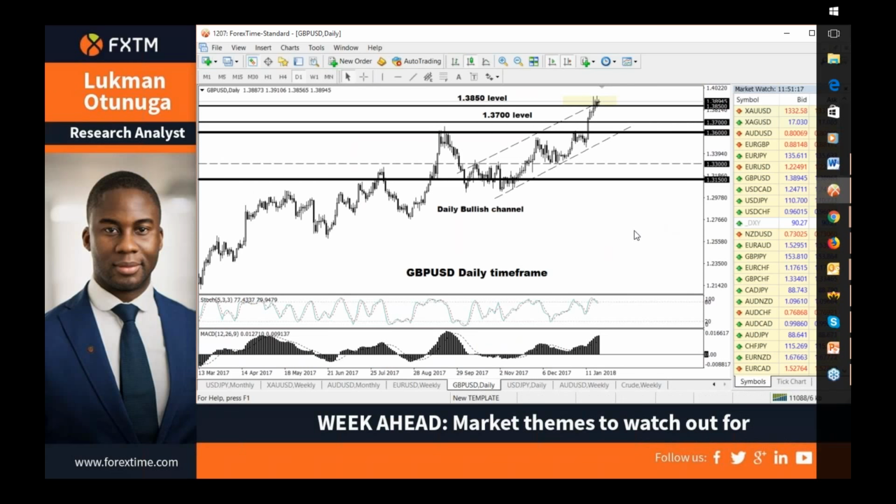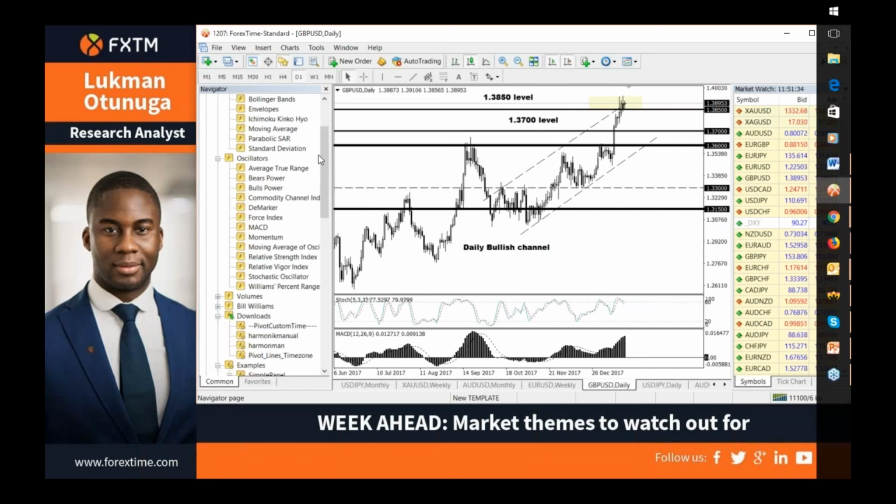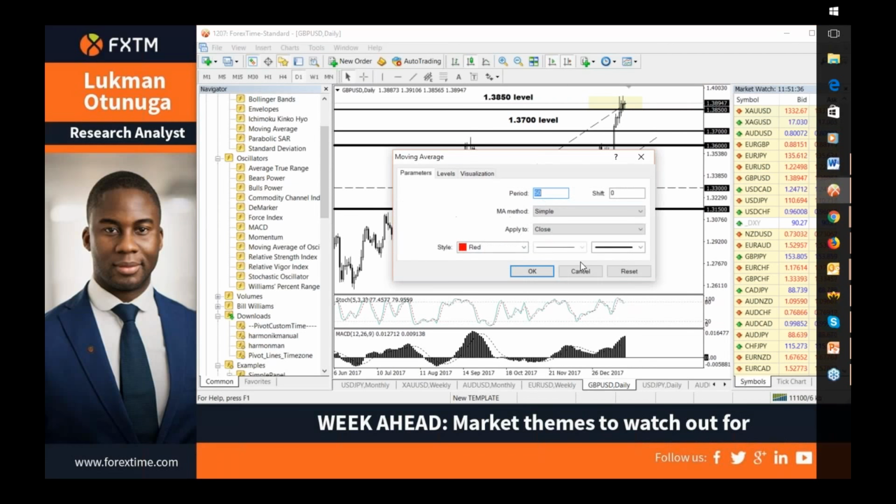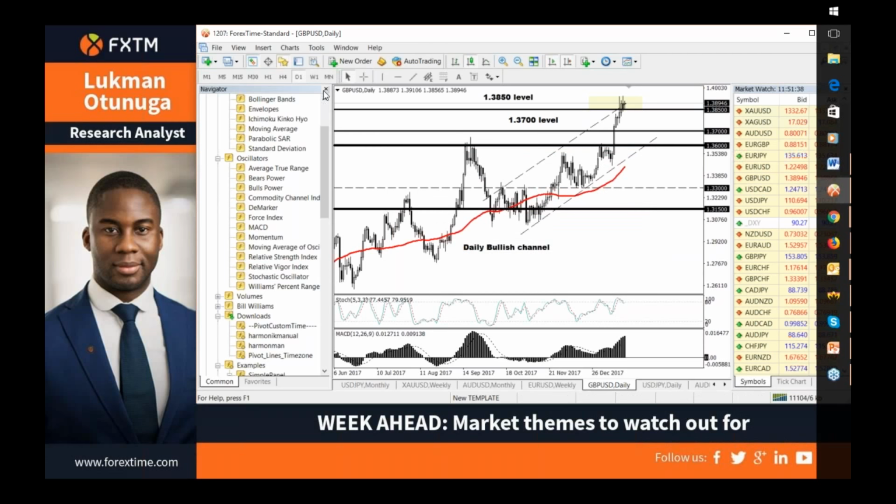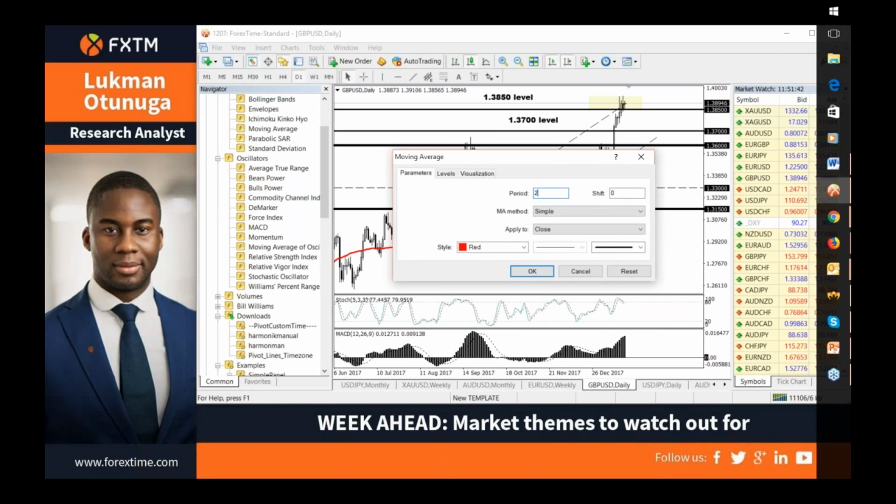For those who want to play with the pound US dollar on the daily time frame, the daily time frame, regardless of the fundamentals, is undeniably bullish. There've been consistently higher highs and higher lows. The MACD is trading to the upside, and if we load the moving average, the 50 moving average, prices are trading comfortably above the 50. Let me load the 20 moving average as well.